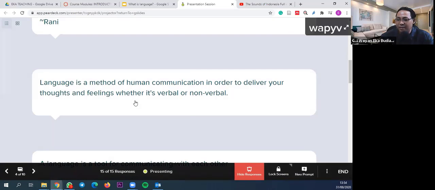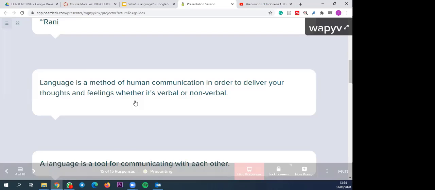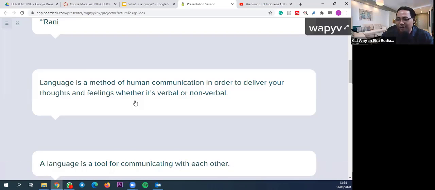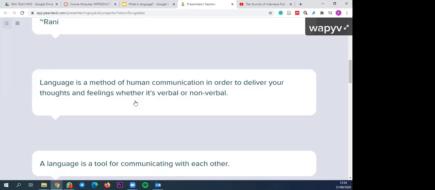verbal and non-verbal. Who said this? It's mine. Yes, Cindy, go on. Since language is not only about speaking, sometimes you can deliver what you're feeling through, again, what Rachel said, facial expression or body language. It could really show what you're feeling and what you're thinking about. That's why sometimes people can read your mind.